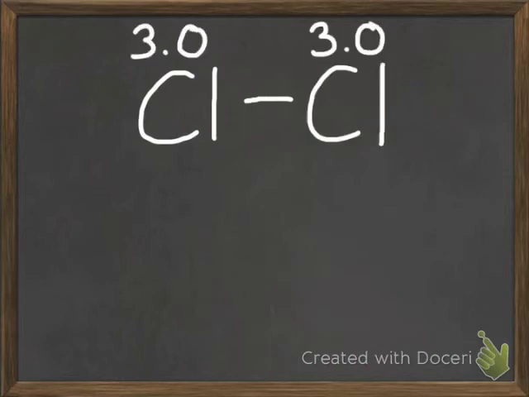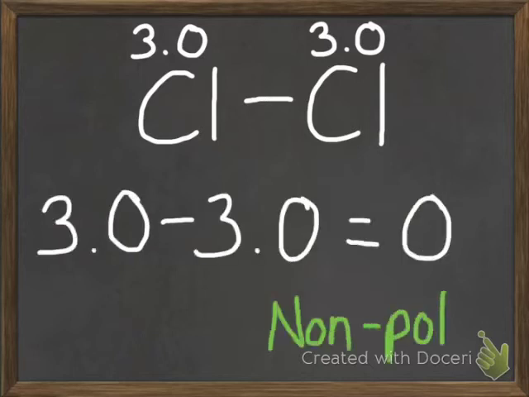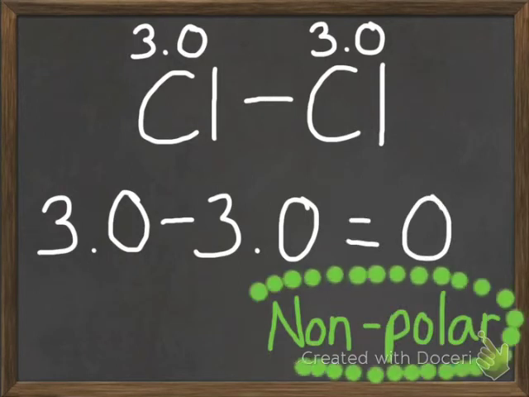So let's look at another one. Here we have a diatomic molecule, chlorine. Each of these atoms has a high electronegativity. Just because atoms have a high electronegativity doesn't mean that they're going to be polar, because remember, we're taking the difference. So 3.0 minus 3.0 is 0. So we would say that the bond between these atoms is nonpolar.